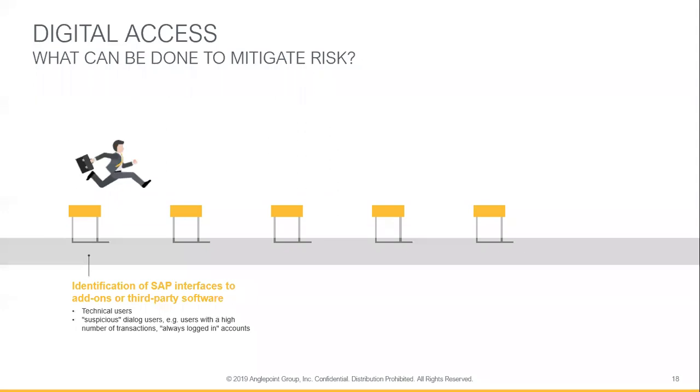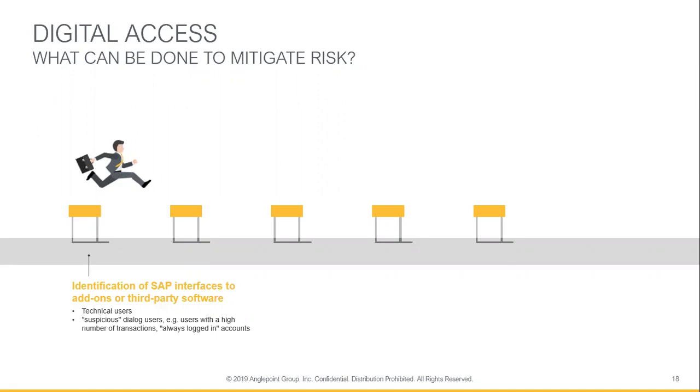Our typical approach is to start with technical users, the non-dialogue users. We're going to figure out what applications those represent. We also look at dialogue users, the user types typically used for humans, and we try to find suspicious ones, where the number of transactions is not reasonable for a typical human, or for any human really. If they've done 100 transactions every hour for the last 65 days, that's probably not a human.